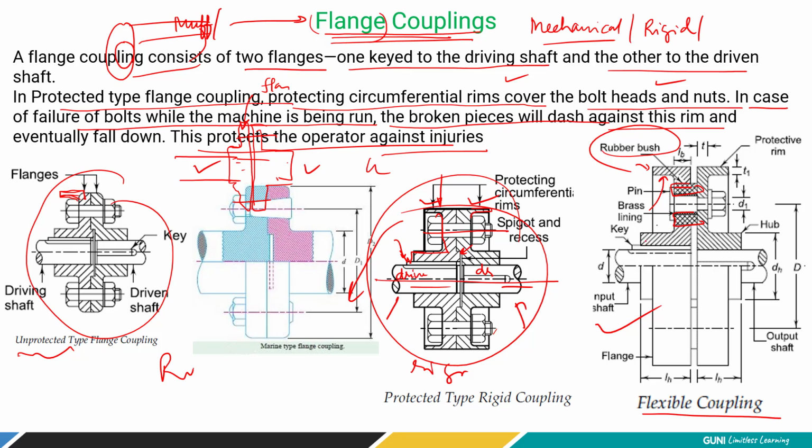Under the flexible, you can use the rubber bush type of flange coupling. Because this rubbery material is spongy, we can say elastic material, we can press it. So because of this rubber bush material, we have a provision to absorb or handle the misalignment as well as the overloading situation. This is where the flexible coupling is used.